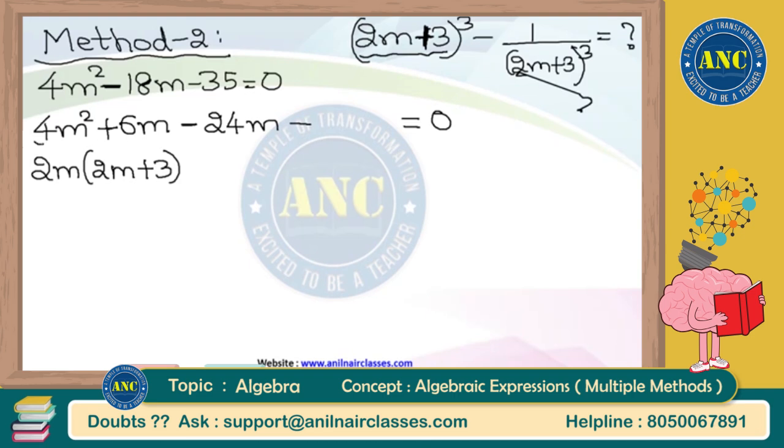Now see here, in the first two terms I took 2m as common factor and wrote 2m plus 3. In the next two terms also, what I will do is, I will try to take this 35, which is closer to 36.